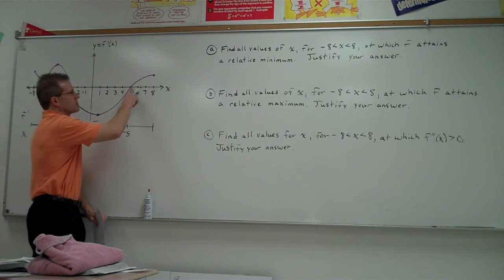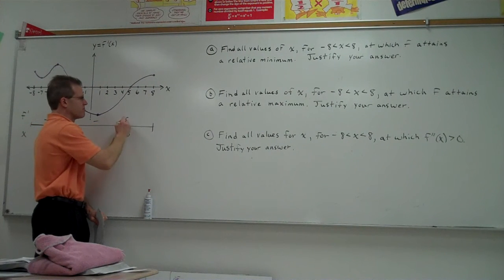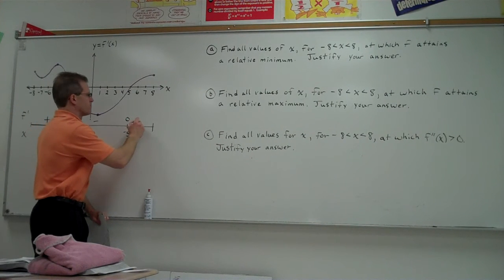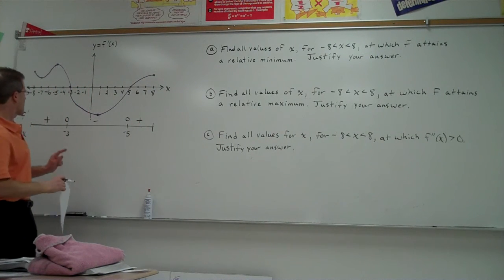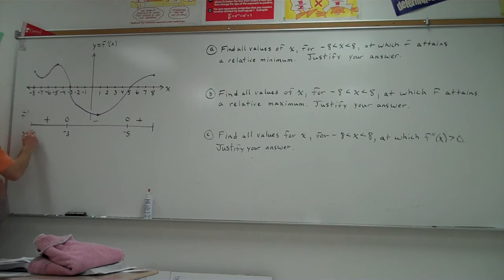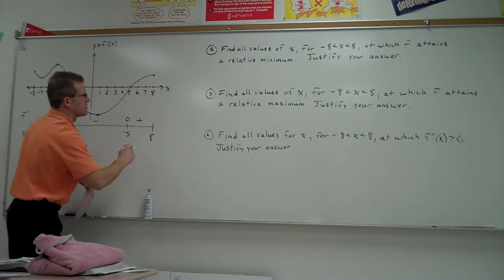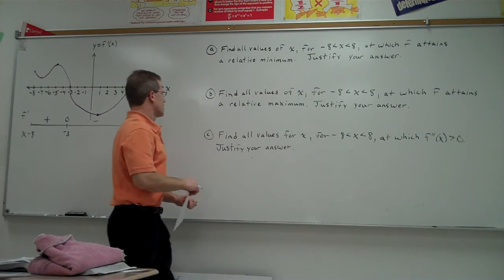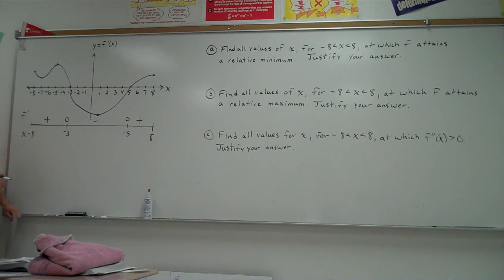How about at 5? What's the y-coordinate? 0. Good. How about between 5 and 8? Positive. We don't have to worry about at negative 8 or at 8, because our directions here say that x has to be between negative 8 and 8. So that's going to help me sketch the original graph. That's going to tell me that between negative 8 and negative 3, the graph of f of x, let's make a sketch of f of x.